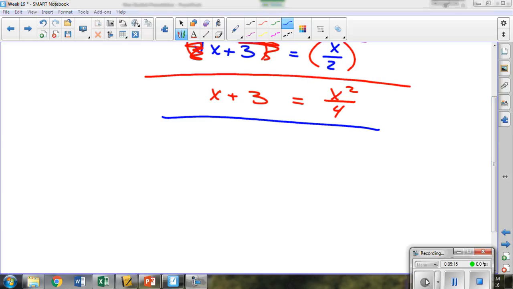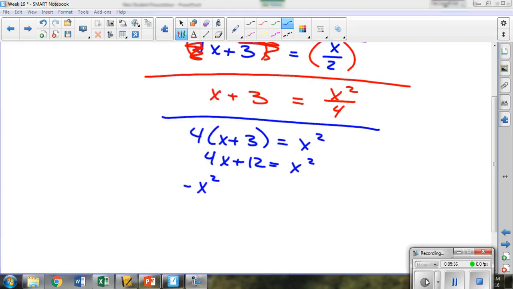There are different answers to that question. Dylan mentioned multiply both sides by 4, which would work. If we multiplied by 4, we'd wind up with this. We would then have to distribute across to get 4x plus 12 equals x squared. And then when we subtract pieces over, we could have negative x squared plus 4x plus 12 equals 0. This is one correct way to do it. It is not the only correct way, but it is one of them.